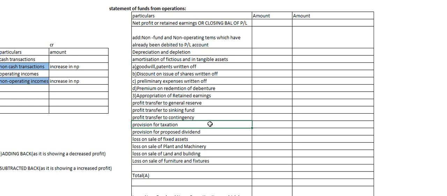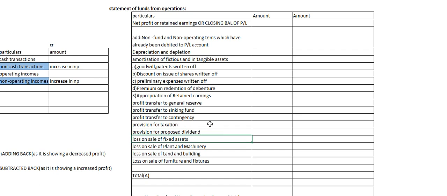So provision for taxation and provision for proposed dividend, both of them, when they are considered as current liability, you will take it in your schedule of changes in working capital. If they have been considered as non-current liability, then it will be considered in your funds from operation. And when they are considered as non-current liability, you will prepare the ledger accounts accordingly, depending on the adjustment provided.